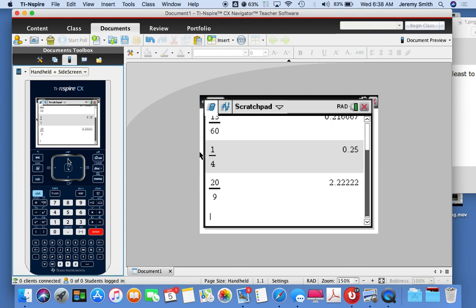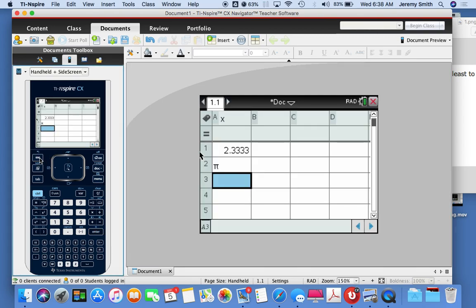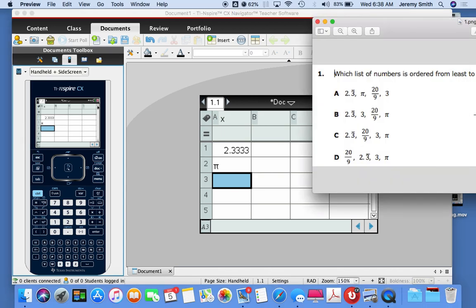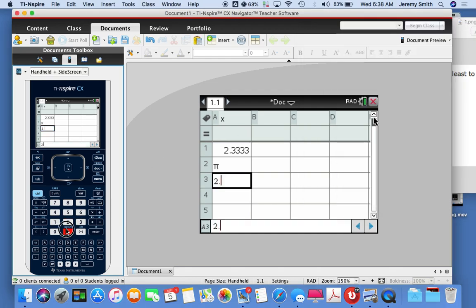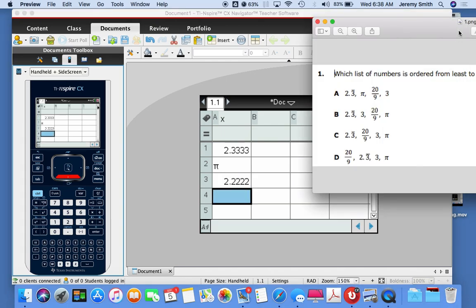Now to go back to that list and spreadsheets, we want to press this button right here, and it takes us back. That's an easy way to get out of that process. So on that one, remember 20 divided by 9 is 2.22. So let's put that in the calculator. That's a fair amount of numbers to put right there. And then finally we have 3.